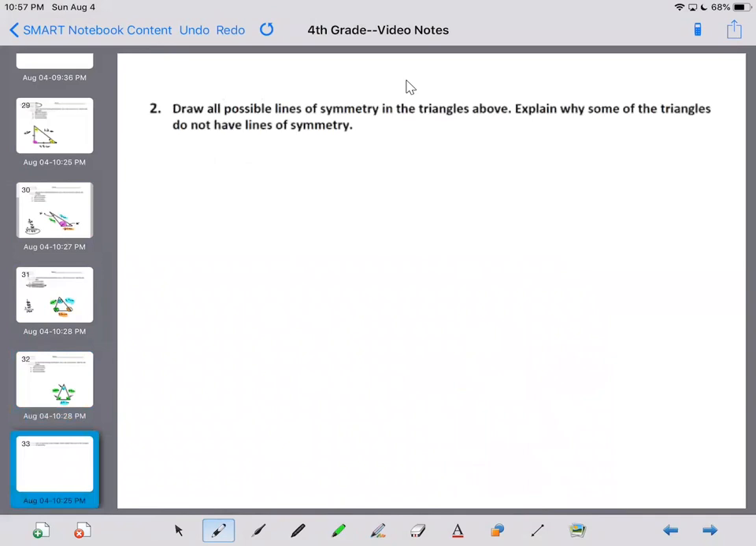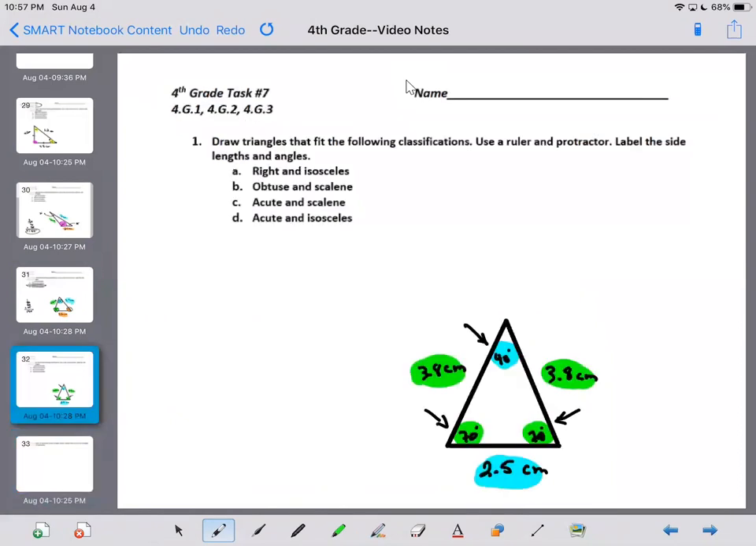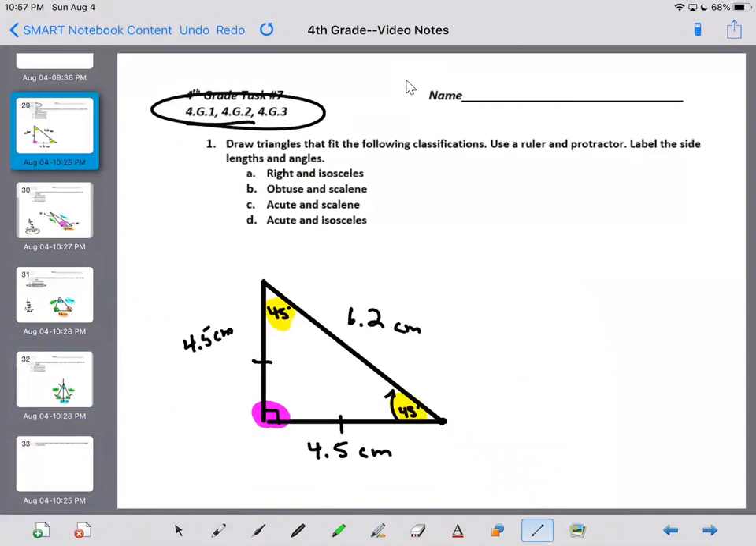Number 2 in this task, question 2, says draw all the possible lines of symmetry that you would have in the triangles above. And there's only two triangles that would have symmetry. It's the last one that we drew. It would have your line of symmetry here. And the first one that we drew, the right isosceles, as it goes through the vertex.